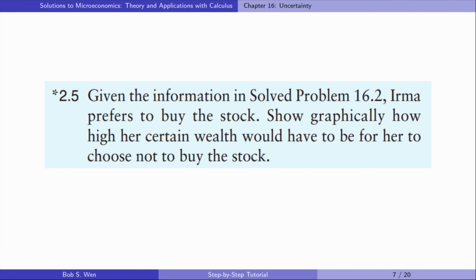Let's go to exercise 2.5. Given the information in solved problem 16.2, Irma prefers to buy the stock. Show graphically how high her certain values would have to be for her to choose not to buy the stock.